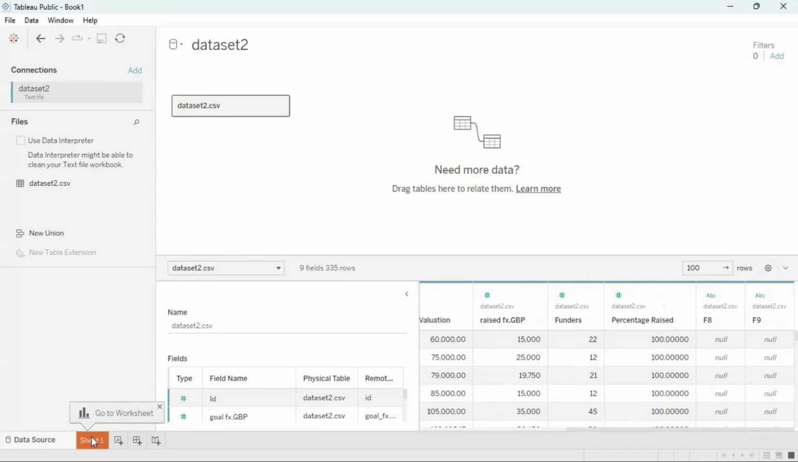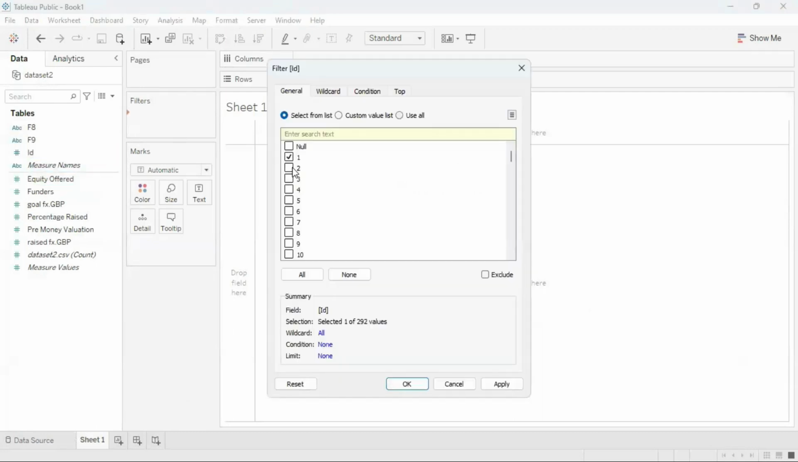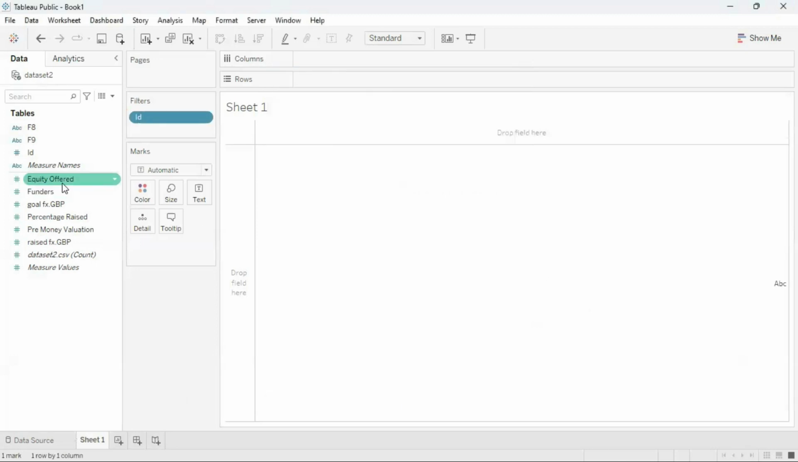So we'll head over to sheet 1, our worksheet. And here, to answer the question, I'm first just going to limit it to 10 startups. We're going to hit apply and click OK. And then I'm going to use two attributes. One is the pre-money valuation, and the other is the raised amount in British pounds.